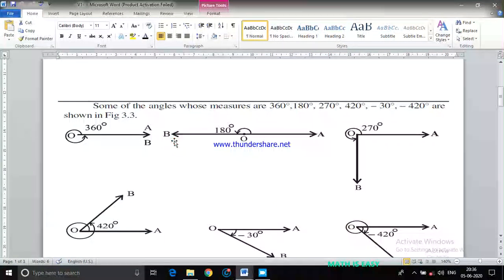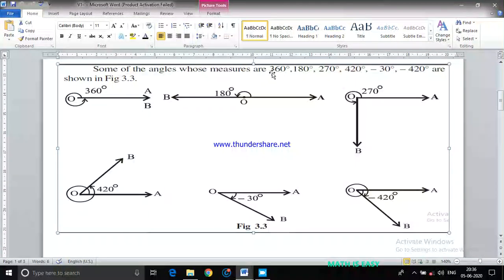Now if there are different angles like 360, 180, 270, 420, minus 30, minus 420, the respective diagrams are mentioned here. 360 means one complete circle. It started from this point, moved along this rotation, and reached the same point. So 360 degrees means a complete circle, right? If it is a complete circle, then the starting point and ending point will remain the same. That's why we call this 360 degrees.